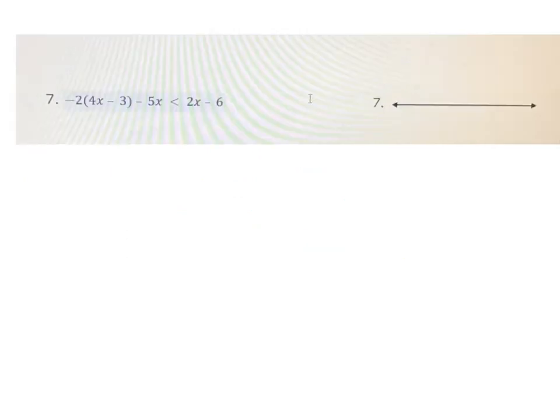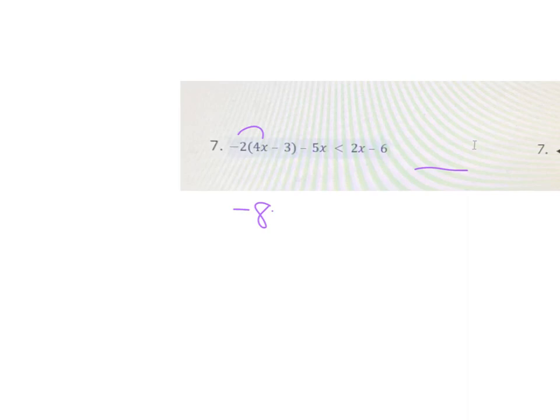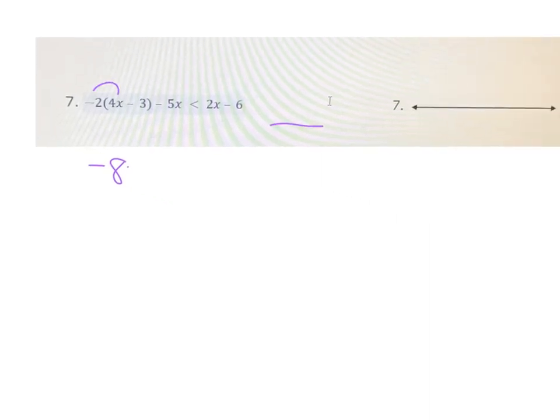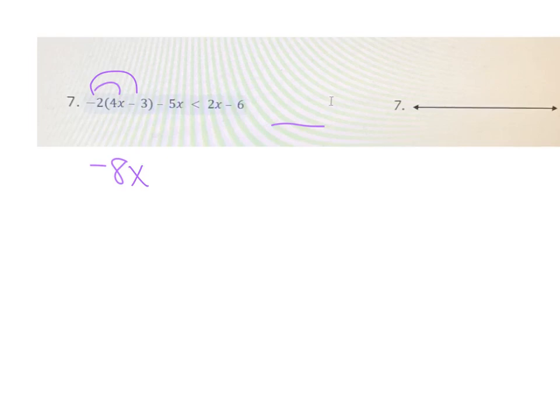All right, problem number 7. On problem number 7, I have a distributive property, so I am going to distribute. Negative 2 times 4x is negative 8x. Sorry about that, guys, I'm just having all kinds of trouble. Negative 8x, there we go. And then negative 2 times negative 3 is plus 6, minus 5x is less than 2x minus 6.